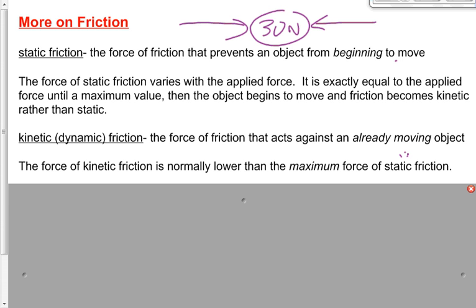You ever notice that? You're pushing a heavy box. It's hard to get it moving. You got to move it. Ooh, and now it's easier. You don't want to stop it, because you know it's going to be difficult to get it moving again. Once it's moving, it's easier. That's because the force of kinetic friction that resists the motion is lower than the maximum force of static friction that you had to overcome. Does that make sense?